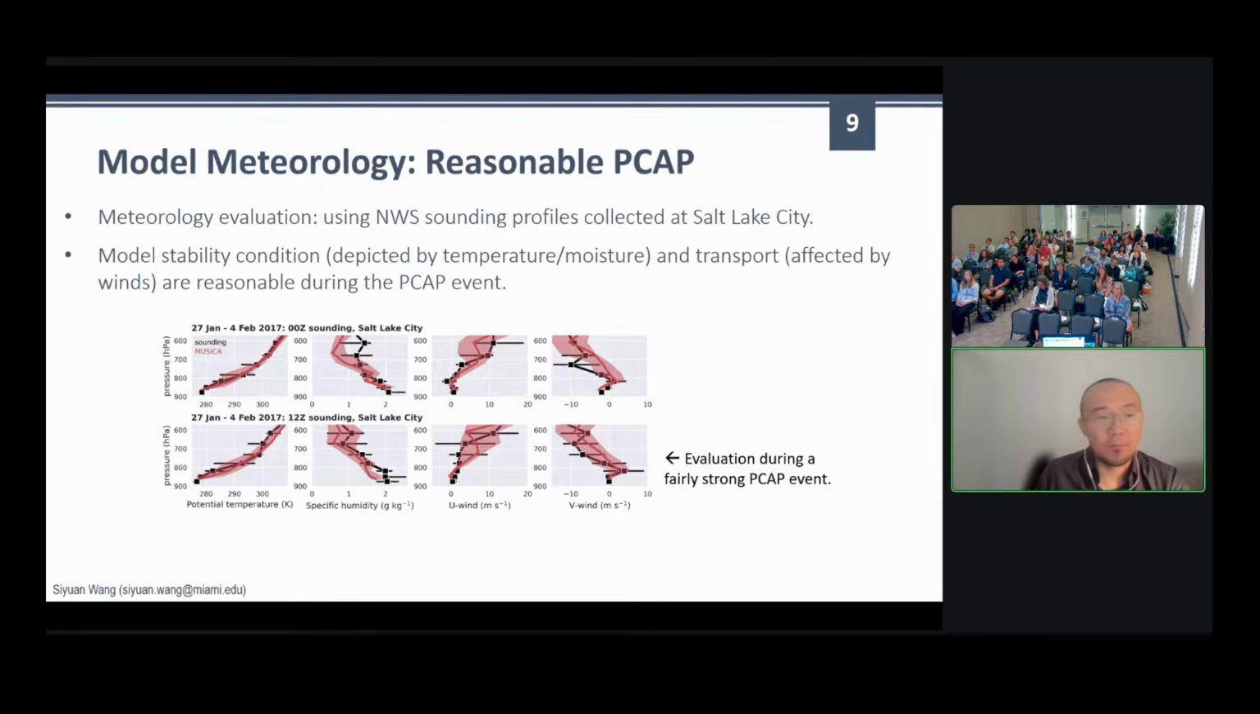We mentioned before that the winter air quality in this region is greatly affected by meteorological conditions. We can see that here during these PCAP events, the model stability conditions depicted by the potential temperature profiles and moisture profiles are reasonably well captured by the model, and the winds are also pretty reasonable.